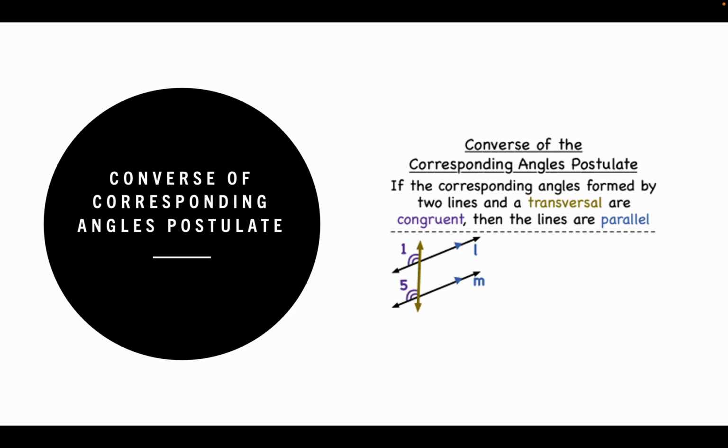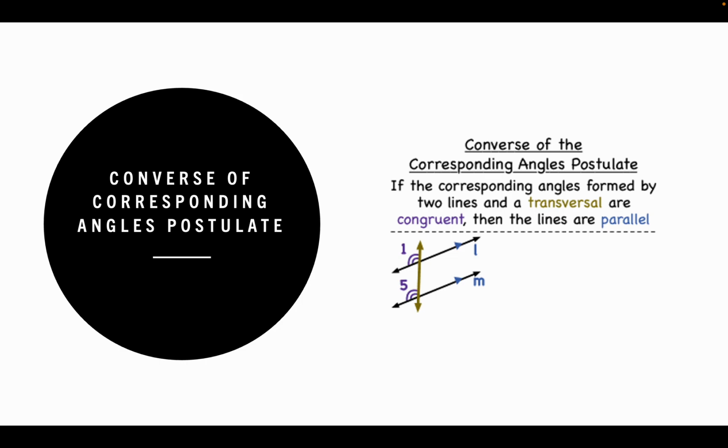Now, the converse of corresponding angles postulate is one of those ways to do this. The converse of some theorems do not work out. However, the converse of this one does work out, and it does work out in a few other places too. Now, if you remember, corresponding angles postulate said that if two lines are parallel and they are intersected by a transversal, then the corresponding angles are congruent.